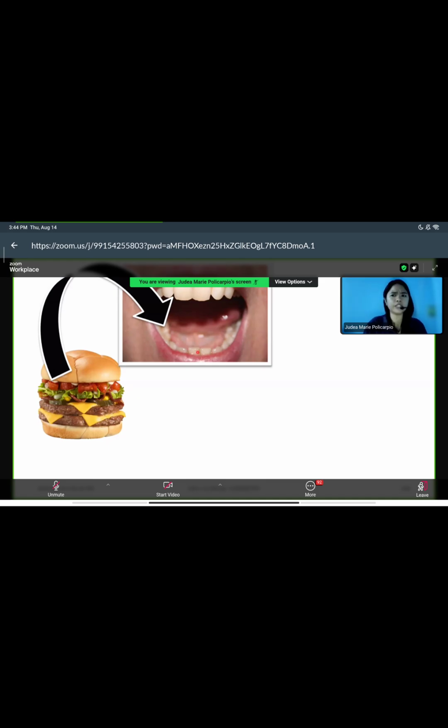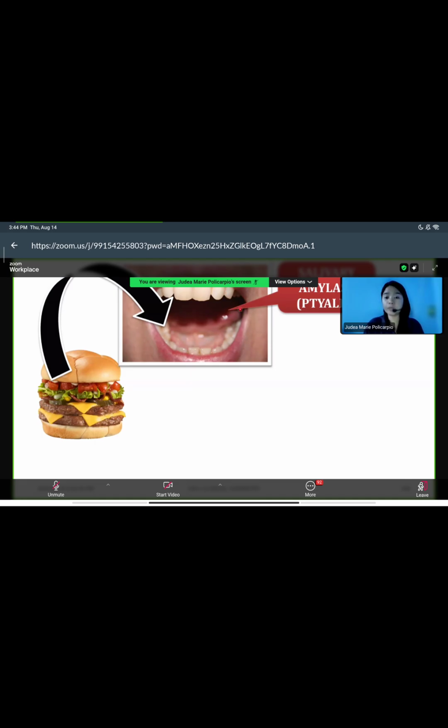Now, the question is, nag-i-start na ba ang carbohydrate digestion in the mouth? The answer is yes, kasi ang mouth natin ay may saliva, at ang saliva natin ay may enzyme. And one of the enzymes that you can find in the saliva ay si salivary amylase. Sa lumang libro, tinatawag siyang ptyalin. Bahala na kayo paano siya ipopronounce. Pero ptyalin, this would be the other name of salivary amylase.